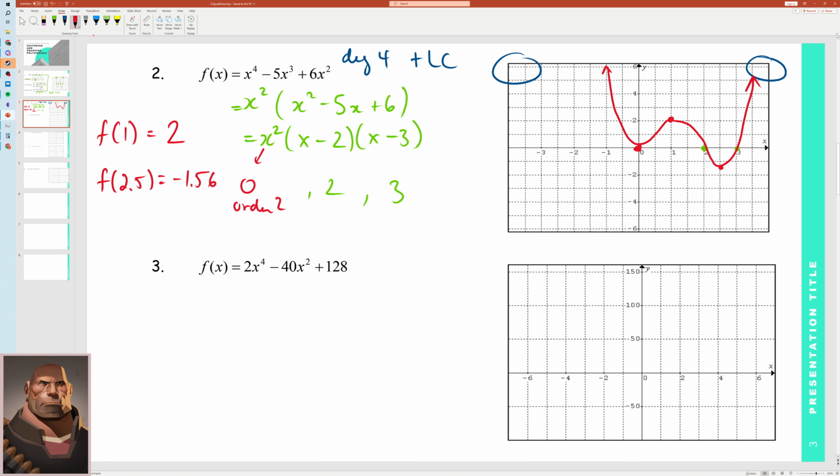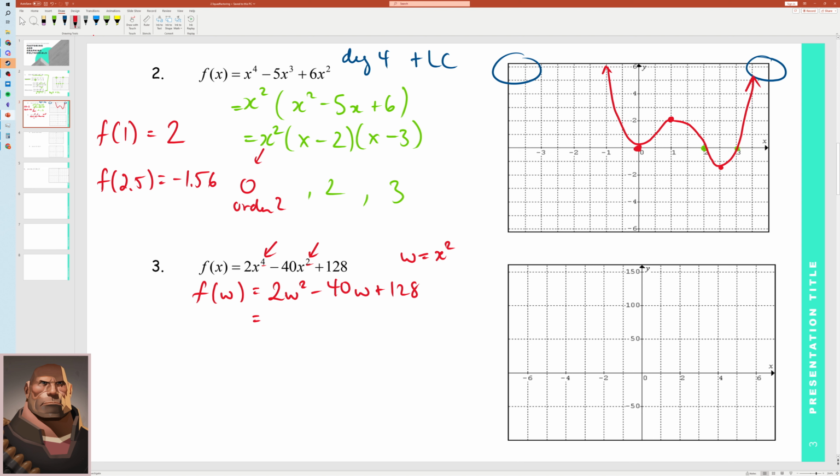The next one over here. Ooh, have a notice. Look at the pattern in the powers. x to the power 4 and x squared. You can make a dummy or change of variables here, introduce a new variable. So let's call this now f of w, where w is equal to x squared. So this becomes 2w squared minus 40w plus 128. And it temporarily makes the variables look a little bit nicer, a little bit more quadratic.